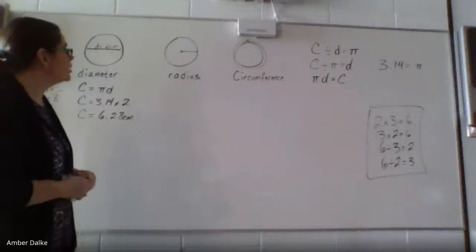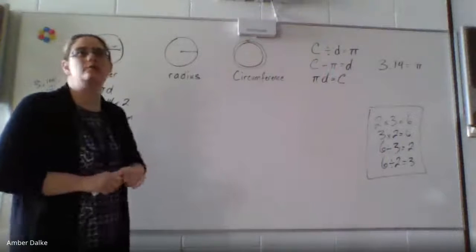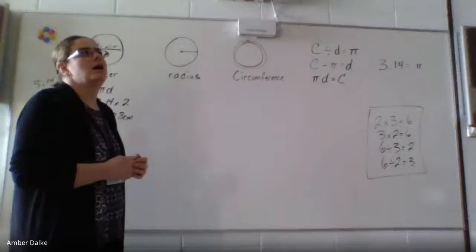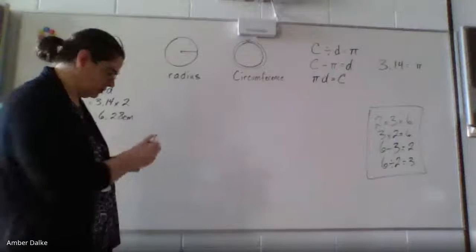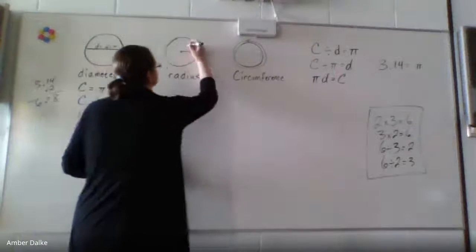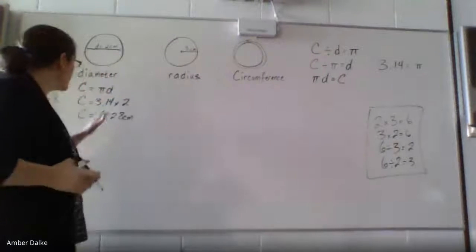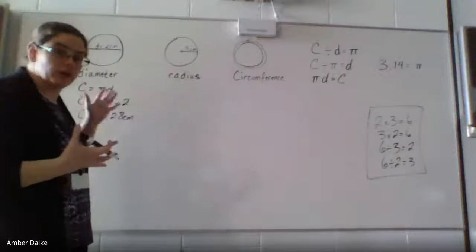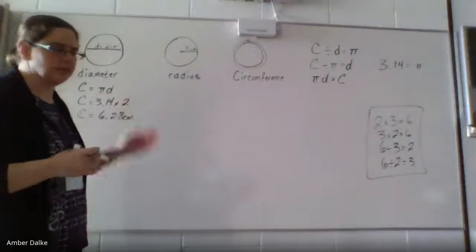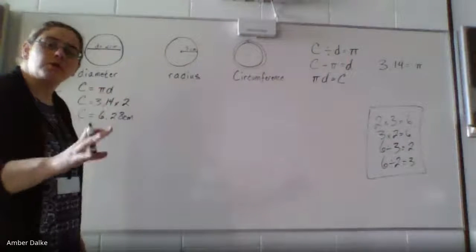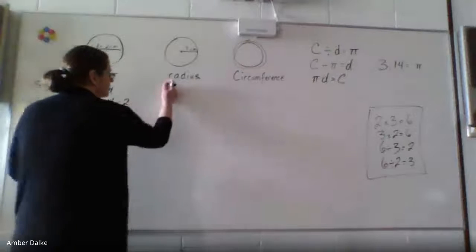So if I give someone a radius, let's say that this particular radius was, I don't know, let's suppose that it was 3 centimeters. Okay. Now I know that the formula for circumference of a circle is pi times the diameter. Sorry, I said that completely wrong. So I'm going to write that down.